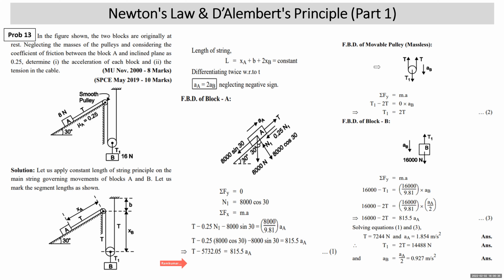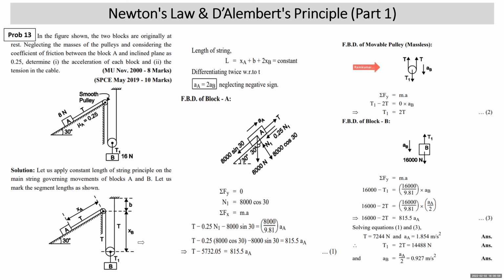Now the FBD of the movable pulley. Here the tension is T1, and on this side it is T2, same T. Why is T the same? Because it is frictionless. It is also massless. The acceleration of this movable pulley will be the same as that of block B. Sigma Fy is equal to Ma. T1 minus 2T is equal to M into AB. M is 0, so T1 is equal to 2T.